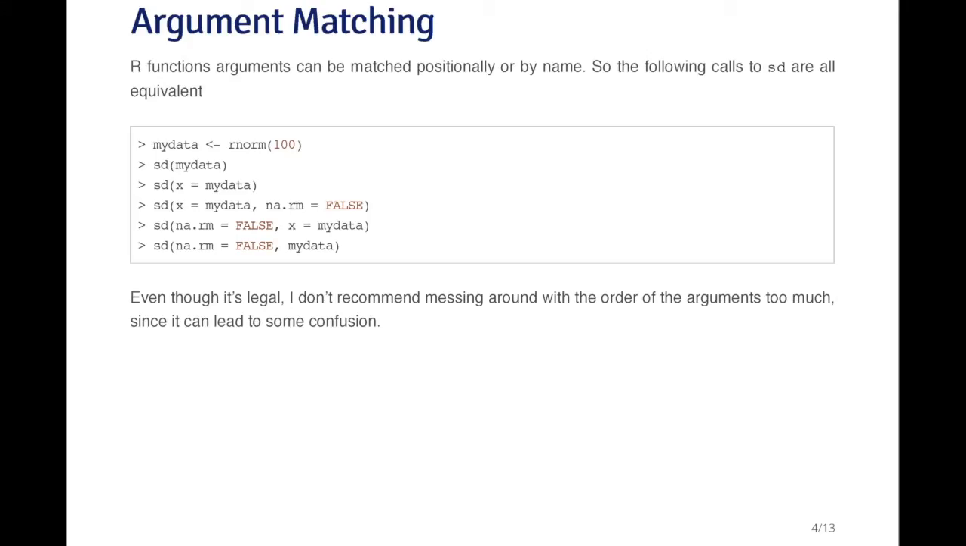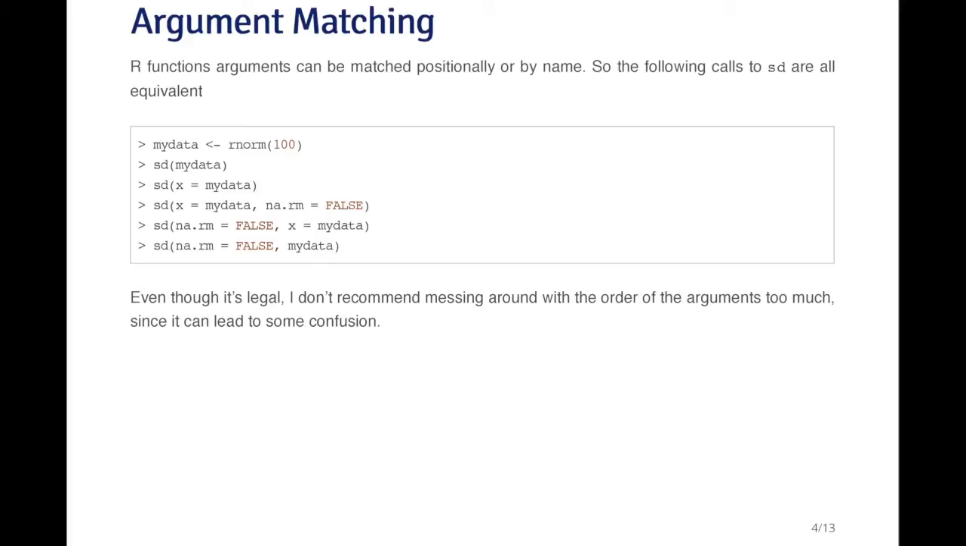R function arguments can be matched positionally or by name. This is key when you're writing a function, and also when you're calling it. For example, take a look at the function sd, which calculates the standard deviation of a set of numbers. sd takes as input x, which is the name of the argument, which is going to be a vector of data. And there's a second argument called na.rm, and this controls whether the missing values in the data should be removed or not. The default value is for na.rm to be equal to FALSE. So by default, if you have missing data in the set of numbers for which you want to calculate the standard deviation, the missing values will not be removed.